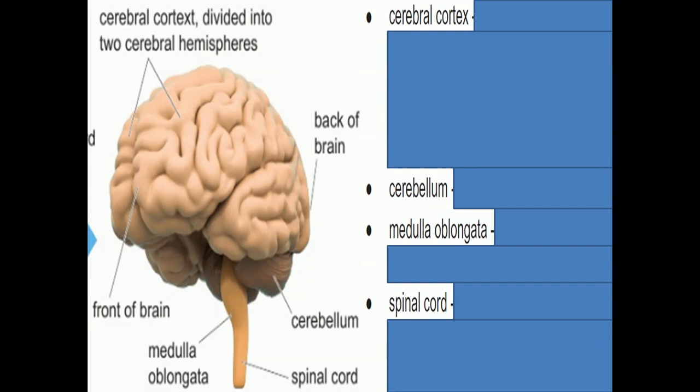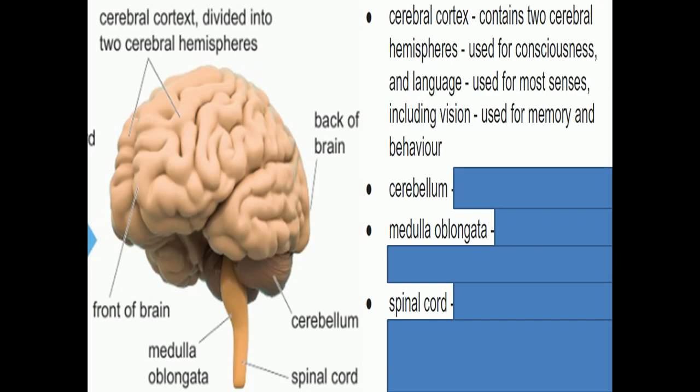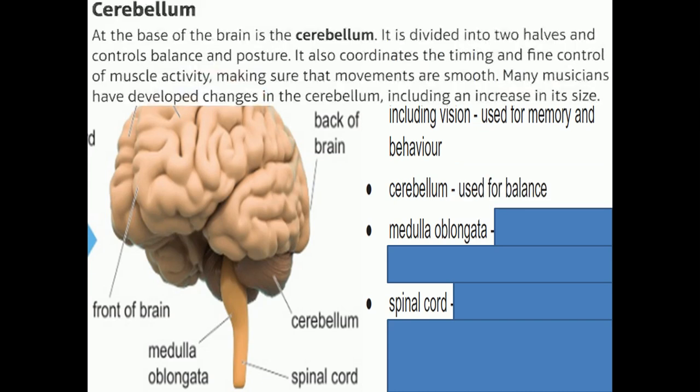For each part of the brain, you need to know the functions of what they do. So the cerebral cortex is involved in consciousness and language, and it's also involved mainly in senses, memory and behavior. The cerebellum is involved in both balance and posture, and it's also involved in coordinating fine control of muscle activity. In the exam, you should mention fine control of the muscle activity, not controlling the muscle. So fine control means making those smooth, small movements of your body using the muscles.